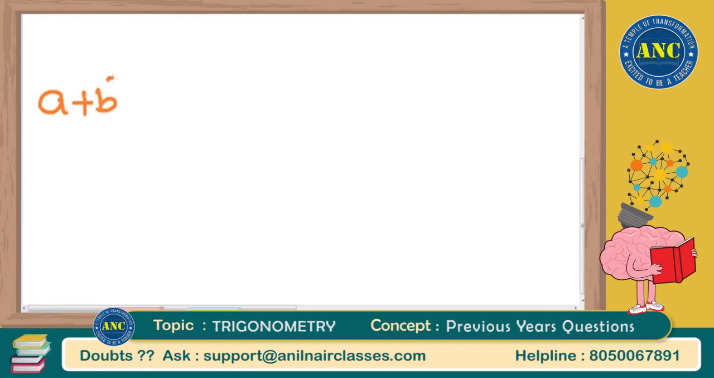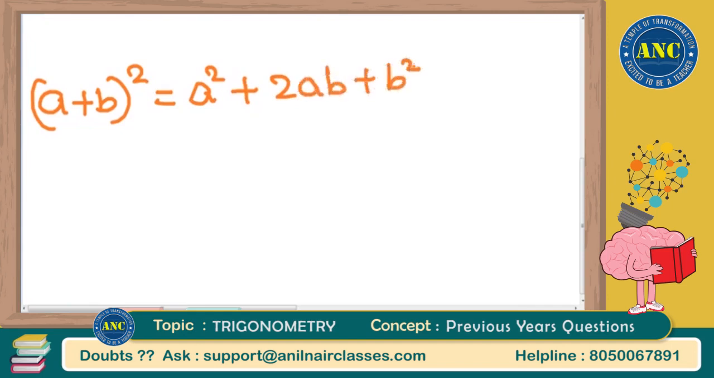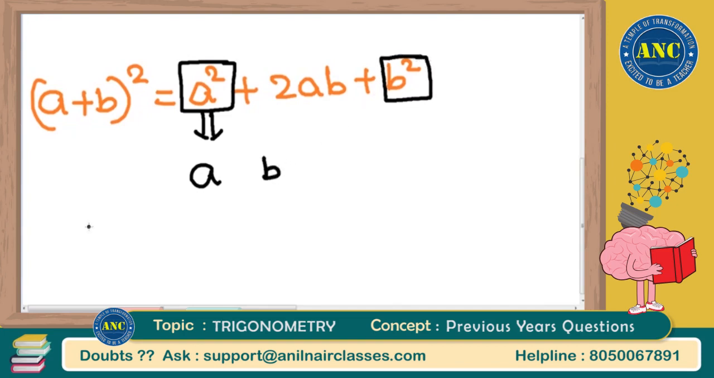Suppose I have (a plus b) whole square, which we know as a square plus 2ab plus b square. Right? Now, if the first term is a perfect square, take the square root of that perfect square. A square's square root is a. If the last term is a perfect square, take its square root. B square's square root is b. If it is plus in between, write down plus. If it is minus in between, write down minus, and then square it. Then check whether it is satisfying or not.